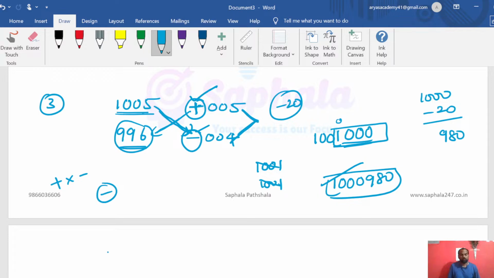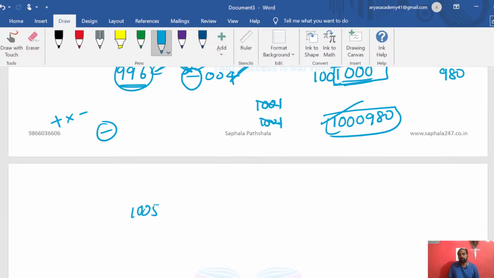If you want to cross check whether it is right or wrong, you can do it. So you have to multiply 1005 by 996.